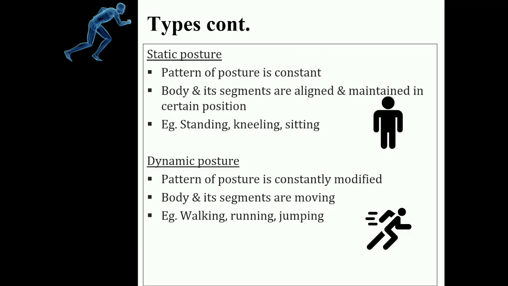Static posture is a posture which remains constant. For example, sitting, standing, kneeling. Dynamic posture is a posture which is continuously modified or continuously changing. For example, walking, running, jumping.